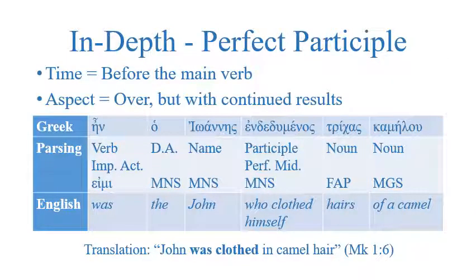The perfect, like the aorist, is also a past tense. But unlike the aorist, which is over and done with, the perfect participle is a past action with continued results. We've already seen this in Mark 1:6.